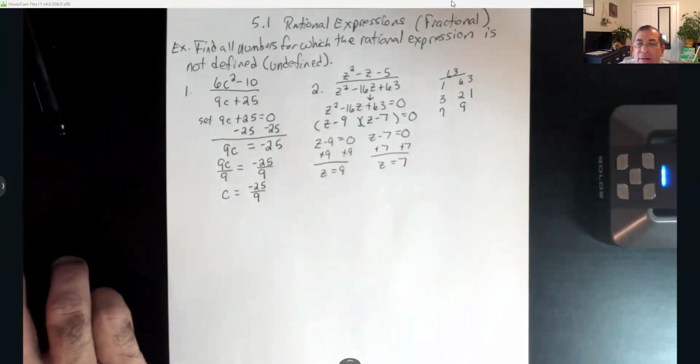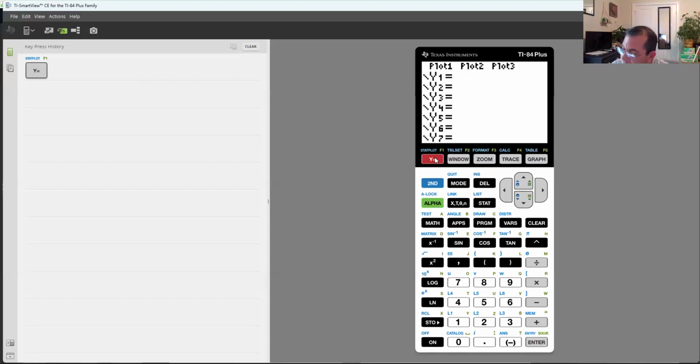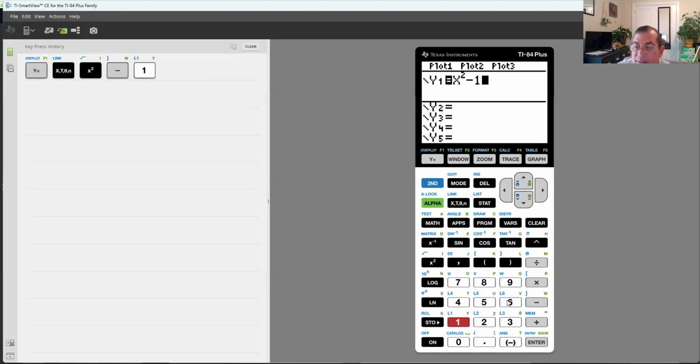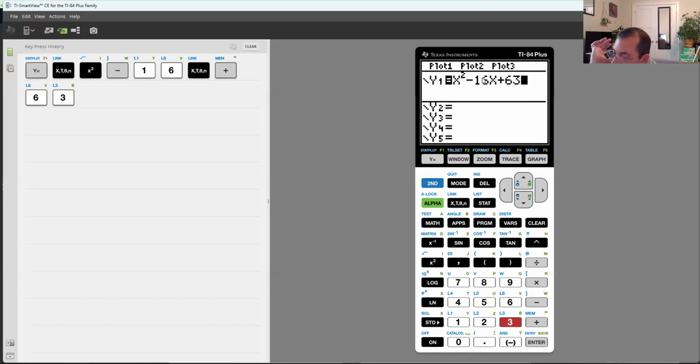So I'm going to share my calculator. I'm going to go to y equals. Now I got to use x's instead of z's, but I'm only worried about that denominator. So I'm going to do the x squared minus 16x plus 63. So you always got to use x's on the calculator because it uses x's and y's. So no matter what your variable is, a c, a b, a z, use x's on the calculator, okay? Now y'all watch this graph. Remember, I said this equals 7 and 9. Watch where the x-intercepts are.